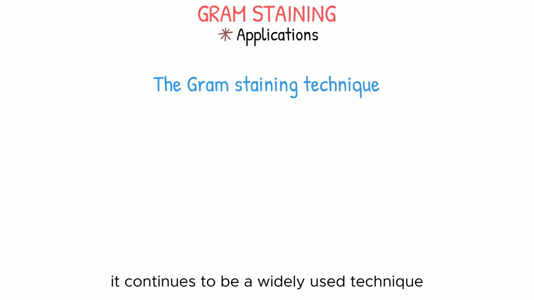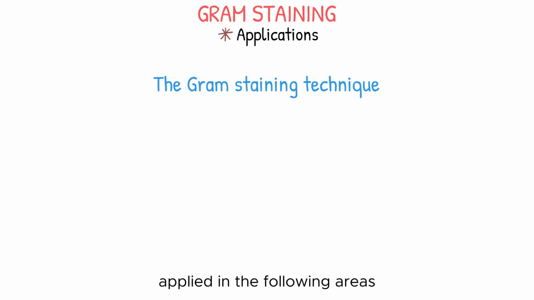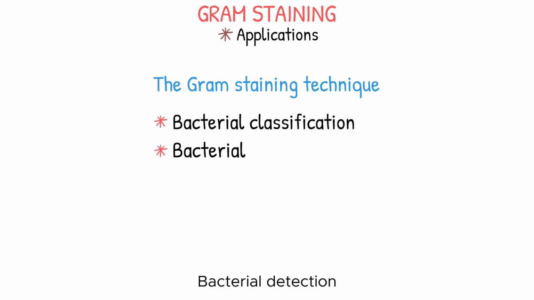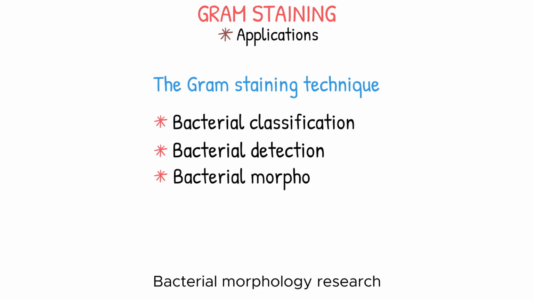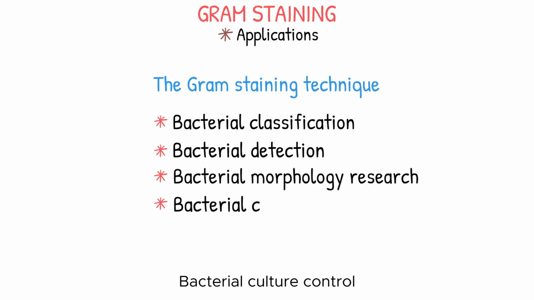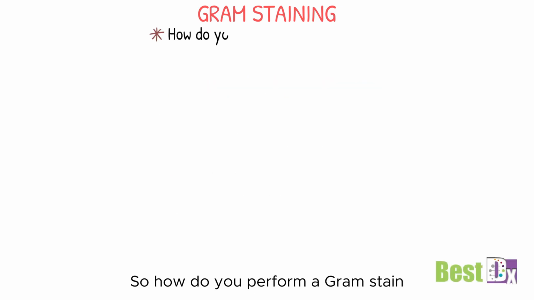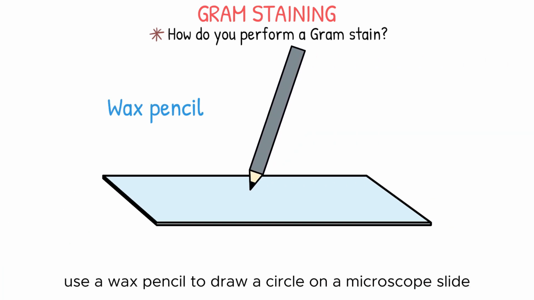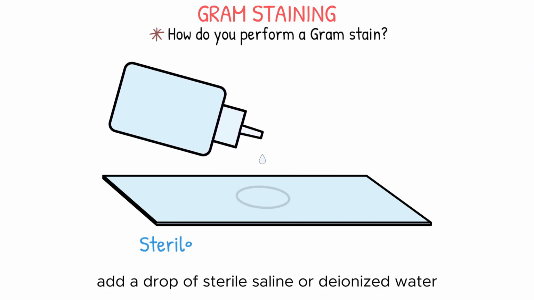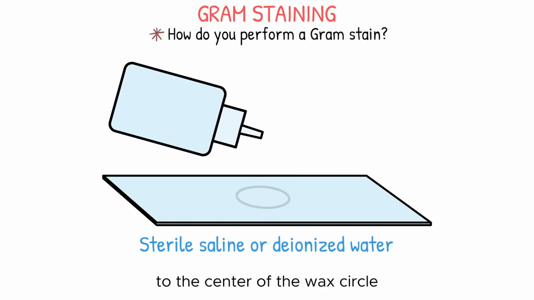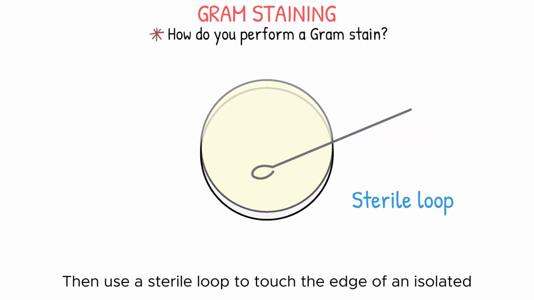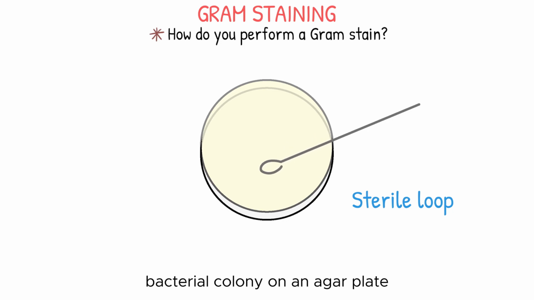Instead, it continues to be a widely used technique applied in the following areas: bacterial classification, bacterial detection, bacteria morphology research, bacteria culture control. So how do you perform a gram stain? First, use a wax pencil to draw a circle on a microscope slide. Next, add a sterile saline or deionized water to the center of the wax circle. Then use a sterile loop to touch the edge of an isolated bacterial colony on an agar plate.